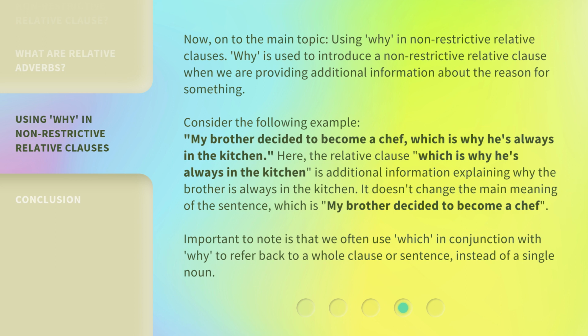Consider the following example. My brother decided to become a chef, which is why he's always in the kitchen. Here, the relative clause, which is why he's always in the kitchen, is additional information explaining why the brother is always in the kitchen. It doesn't change the main meaning of the sentence, which is, my brother decided to become a chef. Important to note is that we often use which in conjunction with why to refer back to a whole clause or sentence, instead of a single noun.